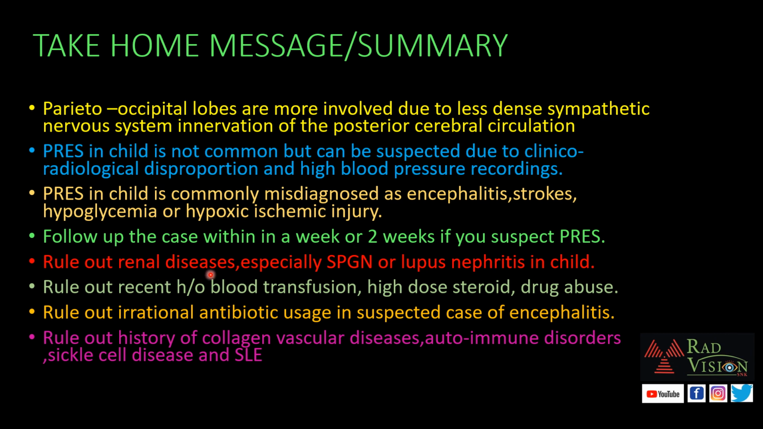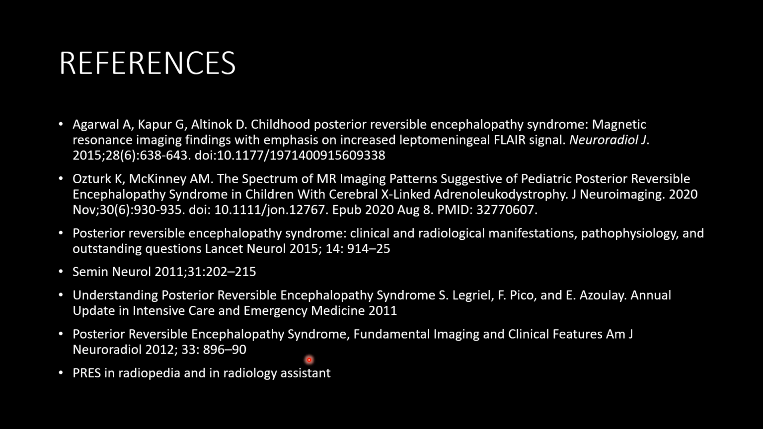And rule out renal disease, especially SPGN or lupus nephritis. In this case, it was a case of post-SPGN PRES, and lupus nephritis was ruled out because the ANA profile was negative. Rule out recent history of blood transfusion, high dose of steroids or drug abuse. Rule out irrational antibiotic usage in a suspected case of encephalitis, because ciprofloxacin-like antibiotics can also cause PRES. Rule out history of collagen vascular disease, autoimmune disease, sickle cell disease and SLE, which were not seen in this case. So these are a few references.